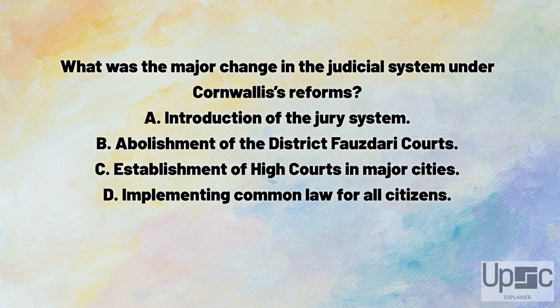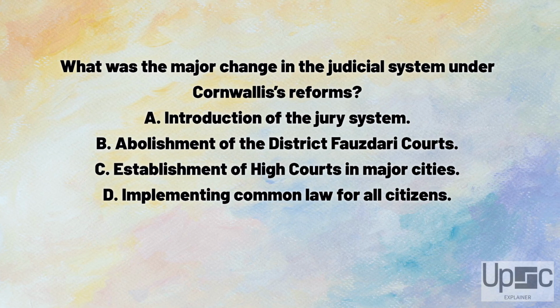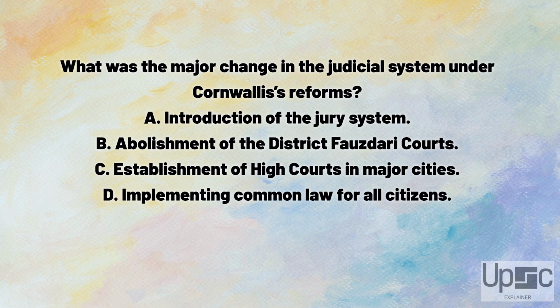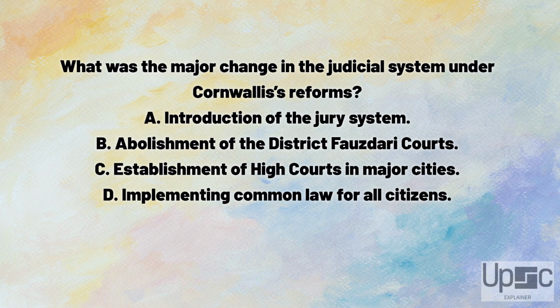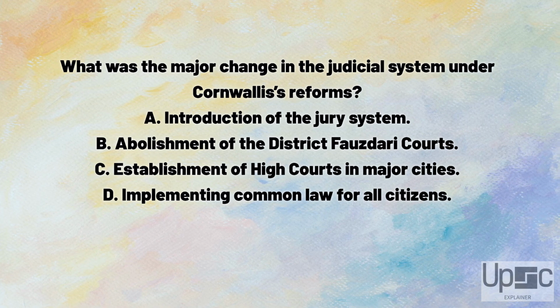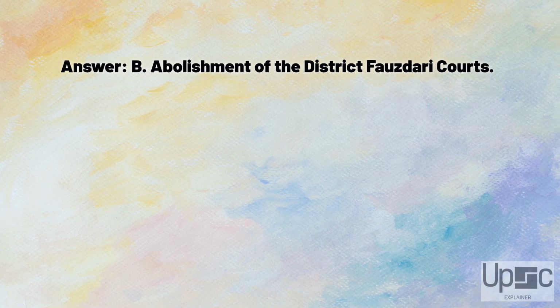What was the major change in the judicial system under Cornwallis's reforms? A. Introduction of the jury system. B. Abolishment of the district fauzdari courts. C. Establishment of high courts in major cities. D. Implementing common law for all citizens. Answer. B. Abolishment of the district fauzdari courts.